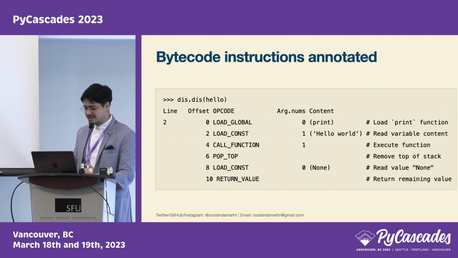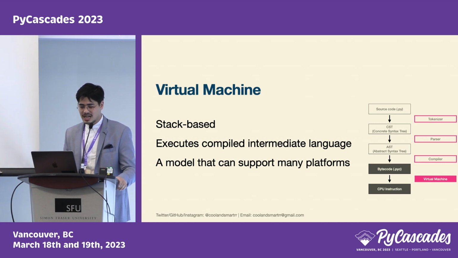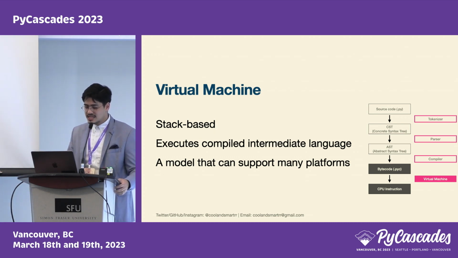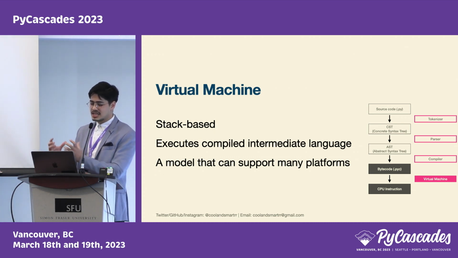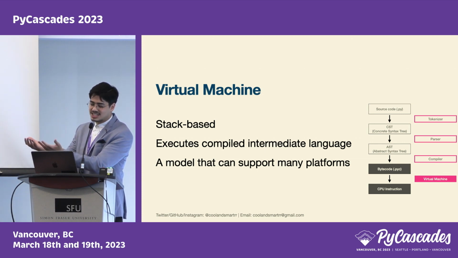Oh yeah, here it is annotated. So that's how a program works. And then we introduce the virtual machine. Well, what is a virtual machine? It's based on a stack. We'll talk about stacks in the next slide. Basically, the virtual machine executes the compiled intermediate language. And because it's a virtual machine, it's in between, it provides an abstraction and helps execute a single source code onto many platforms.